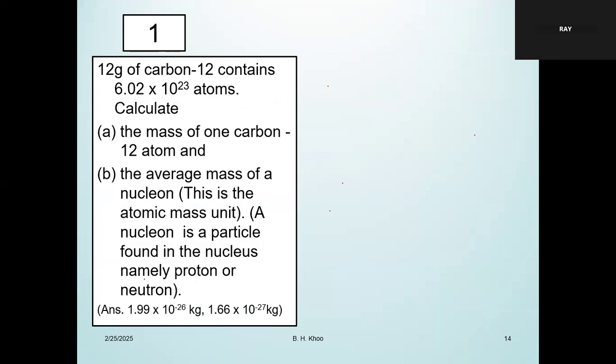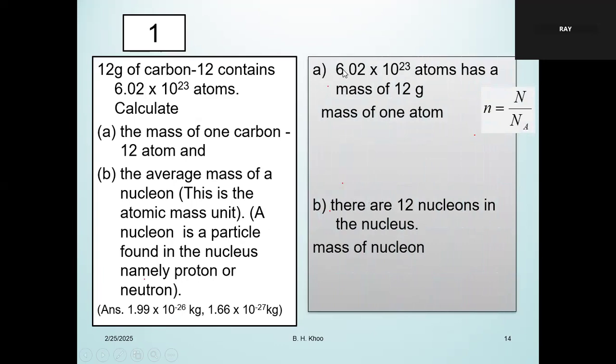12 grams of carbon contains 6.02 times 10 to the power 23 atoms. Calculate the mass of one atom of carbon 12. 6.02 times 10 to the power 23 atoms has a mass of 12 grams. The mass of one atom is 12 grams divided by that number of atoms. You get that.